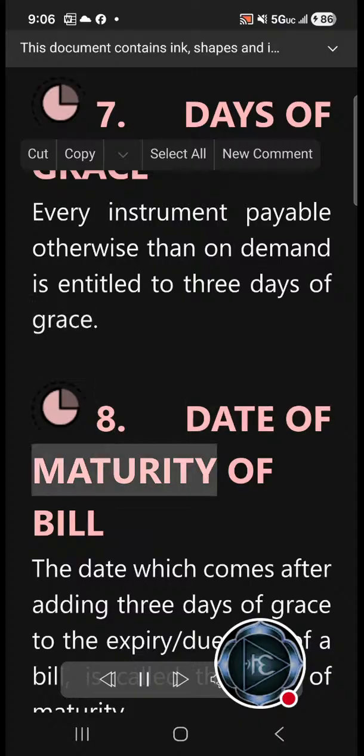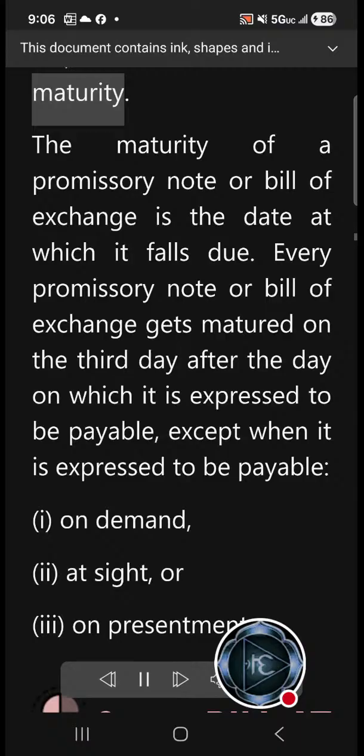8. Date of maturity of bill. The date which comes after adding 3 days of grace to the expiry/due date of a bill is called the date of maturity. The maturity of a promissory note or bill of exchange is the date at which it falls due. Every promissory note or bill of exchange gets matured on the 3rd day after the day on which it is expressed to be payable, except when it is expressed to be payable on demand, at sight, or on presentment.